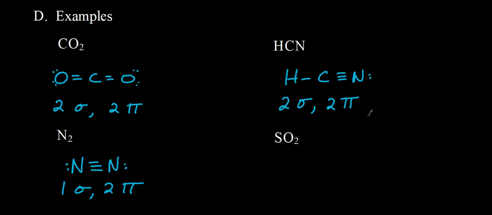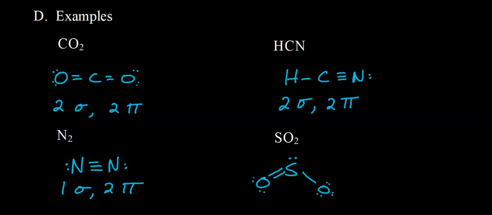All right, last one, go ahead and draw a Lewis structure for sulfur dioxide. Any one of the resonance structures. Sulfur dioxide exhibits resonance, so just draw one of the Lewis structures and indicate the number of sigma and pi bonds. Pause now.